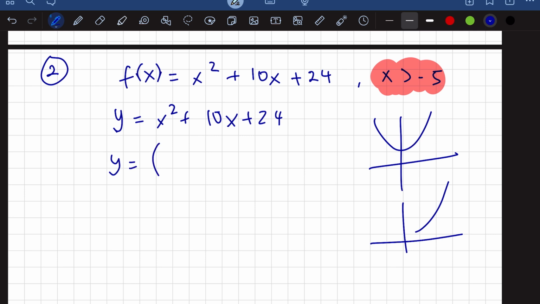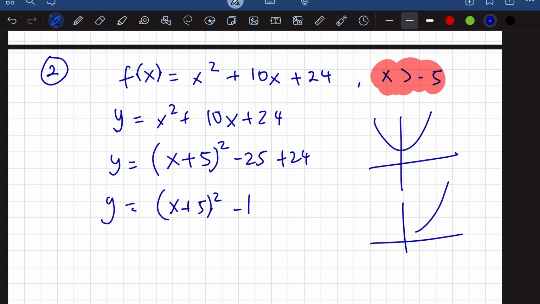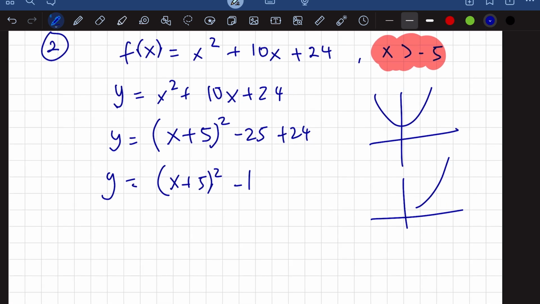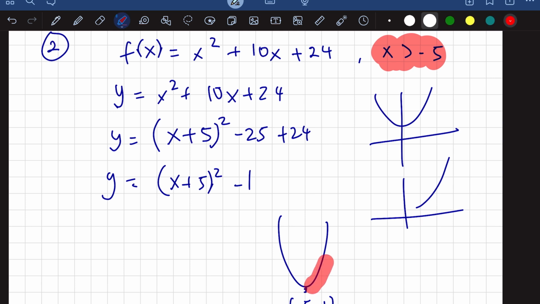Next, we are going to complete the square. So we have that square minus 25 plus 24, which leads us to this situation, which is minus 1. Okay, so now I know my vertex. My vertex in this case will be negative 5 comma negative 1. And since I only want this part of the graph, because x will be more than minus 5, I'll be looking at the positive version of the function, the inverse function.